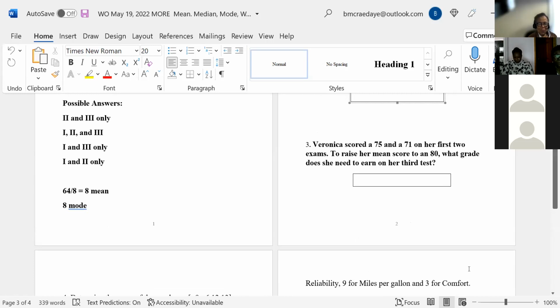To raise her grade to 80, her first 2. She got 1 more grade since she got 2 already. She's got this 75 and 71. That is 146. To raise her mean score to an 80, what grade does she need to have?